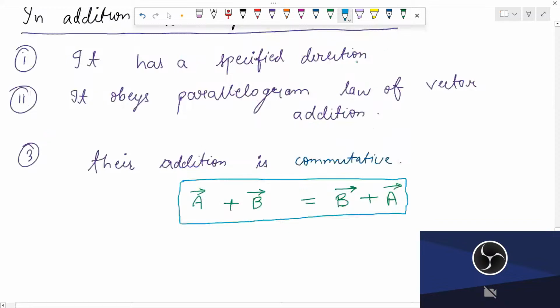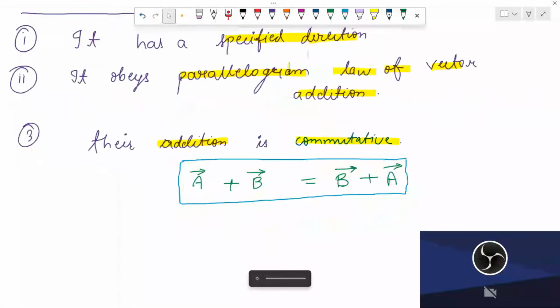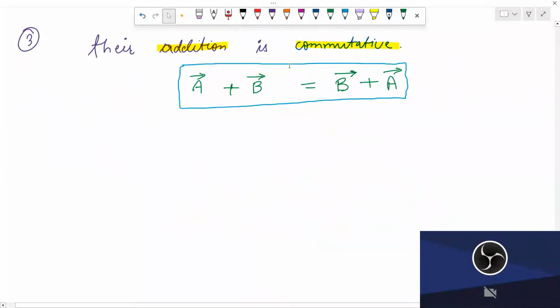It means their addition will be commutative. What are the highlighted points? Their addition will be commutative. Second, it will obey the parallelogram law of vector addition, and it will have a specified direction. These are the highlighted points that it will contain.